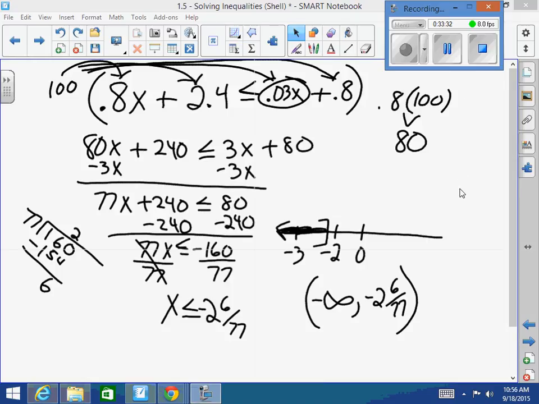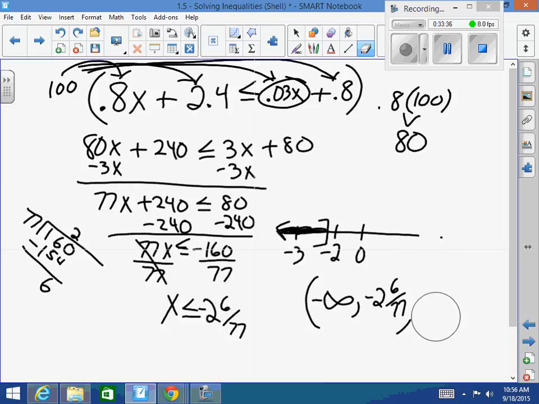I made one little small error here, guys. Thank you for catching me. It is greater than, less than or equal to. Pay attention, Morrow. It is a bracket.